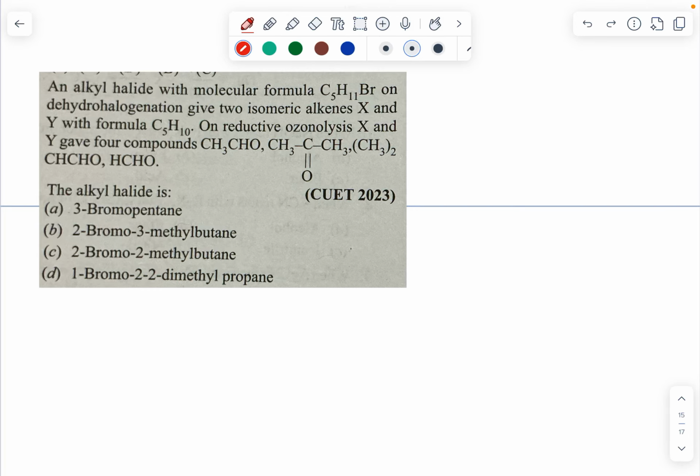Hello everyone. This is a question from the CUET exam 2023 PYQs. The question was: an alkyl halide with the molecular formula C5H11Br undergoes dehydrohalogenation to give two isomeric alkenes X and Y with the molecular formula C5H10. They have the same molecular formula but different structures of the alkene system. So that is nothing but X and Y.